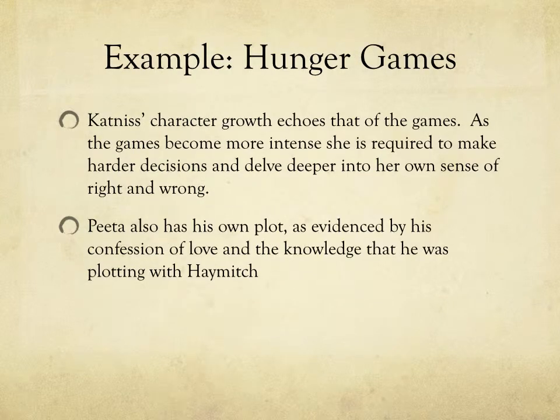So one of the things I like to do is always give real-world examples, or examples of books that most people have read, to back up some of these ideas. One of the things we talk about a lot with Katniss is her character growth. And you see that during the Hunger Games, especially the first book, Katniss's character growth echoes that of the games. As the games become more intense, as the stakes become higher and higher, Katniss is forced to make harder decisions. And how she makes the decisions and how she comes to those decisions is part of her character. Does she rush into the decision? Does she consider it carefully? Does she think about the things that people in District 12 are going to think about? How she reacts to situations is all part of her character.